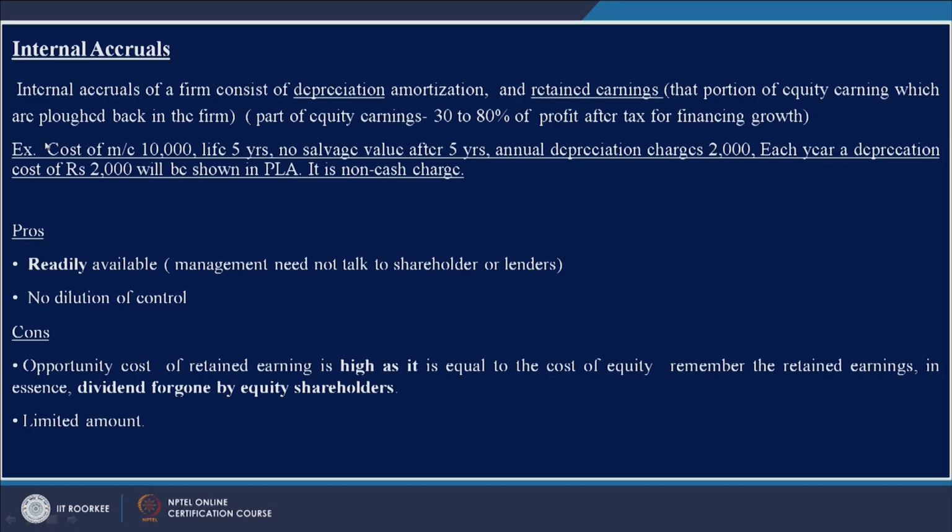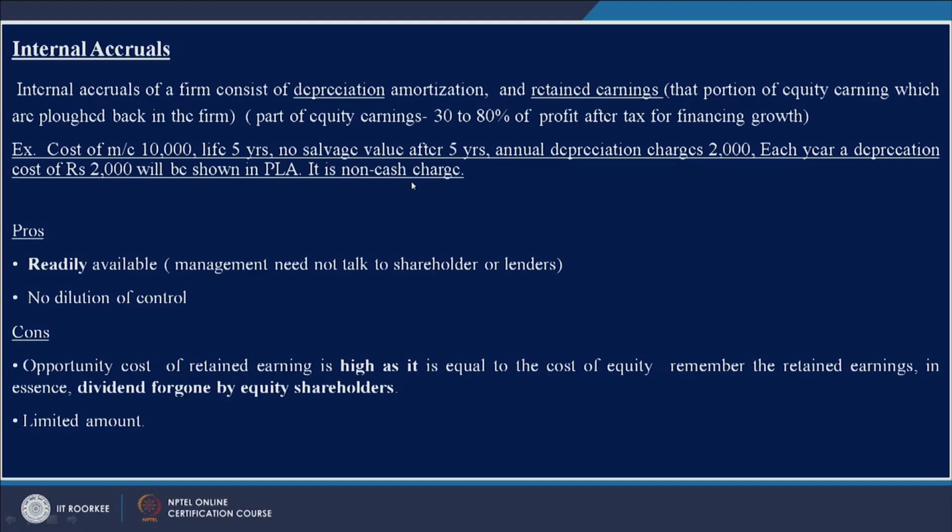So, let us take an example of depreciation and amortization. If there is a machine costing, let us say, 10,000 and its life is 5 years, so depreciation per year is 2,000, right. But actually it is a non-cash charge, right. So, this also forms part of internal accruals, right.